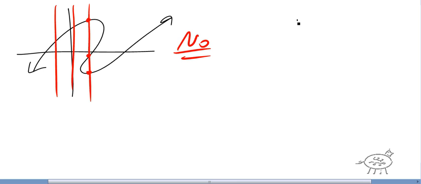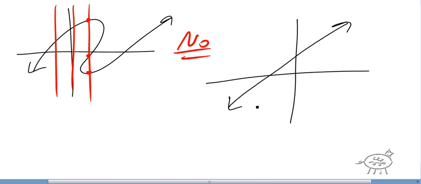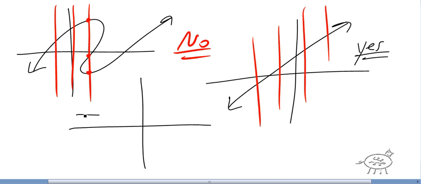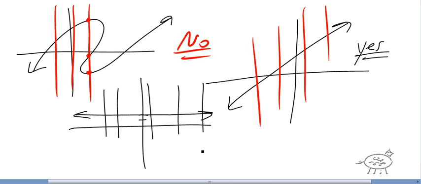All right, what about this line? Is that a function? Well, of course it is. It only hits it in one place each time. So this is yes. Okay, what about this one here? This is maybe like y equals 2. Okay, well, of course, that one's good too. Okay, so that one's yes.